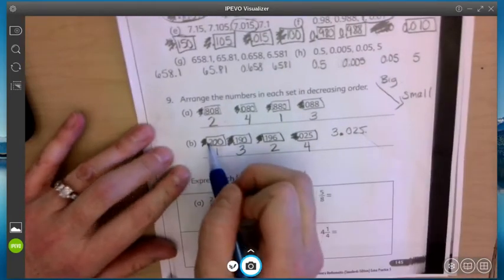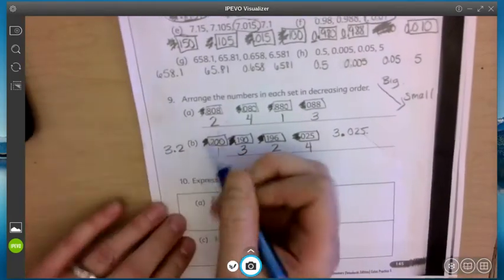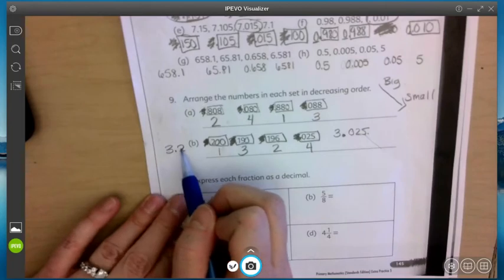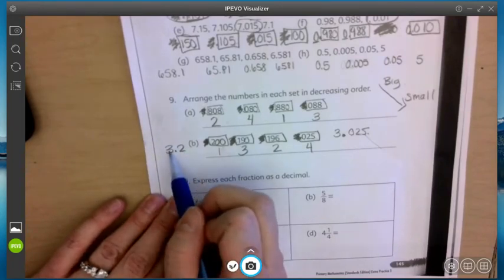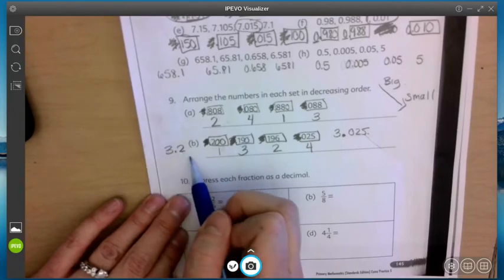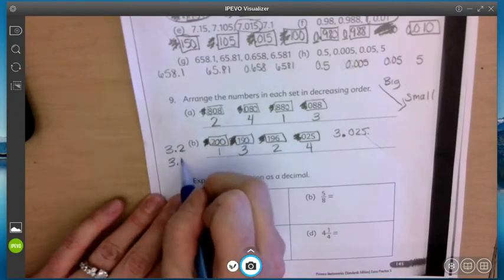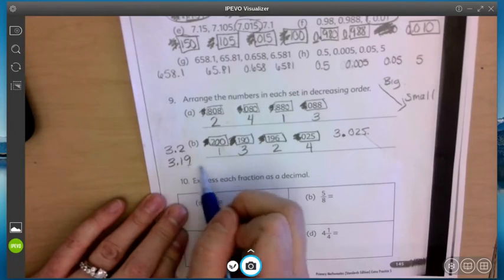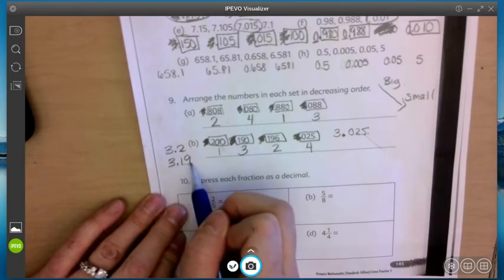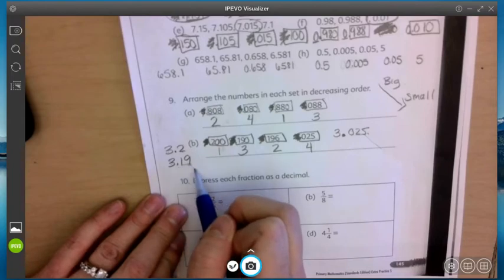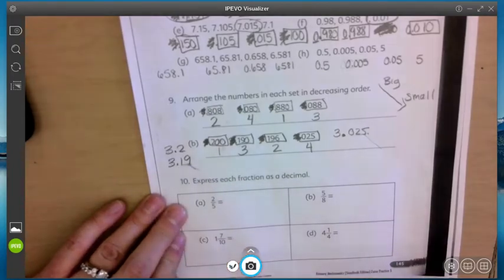This one, it looks like this. We would say 3 and 2, say the number 2. Now, what place value does it end in? The tenth, so it's 3 and 2 tenths. This one right here, it's ending in the hundredth spot. So we would say 3 and 19, you say the number, 19 hundredths, because it's ending in the hundredth spot.